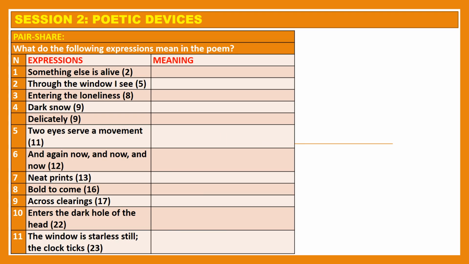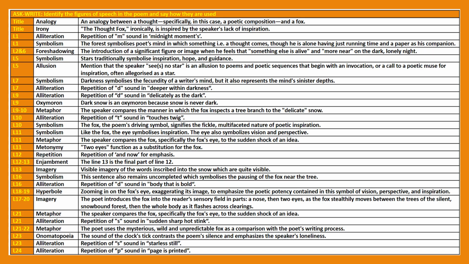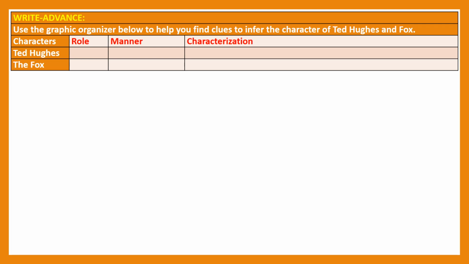Session 2 provides students with practical strategies for comprehending and interpreting poetry, including close reading techniques and tips for analyzing poetic language. They will learn how to identify key literary elements such as analogy, irony, alliteration, symbolism, illusion, oxymoron, metaphor, metonymy, repetition, enjambment, imagery, hyperbole, and onomatopoeia, and how they contribute to the overall meaning of the poem.